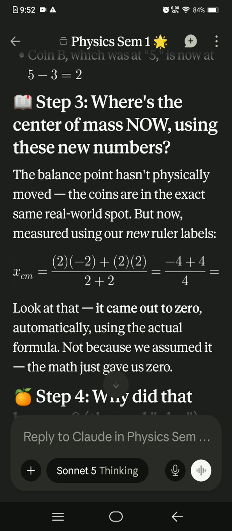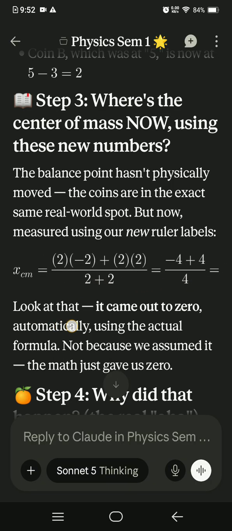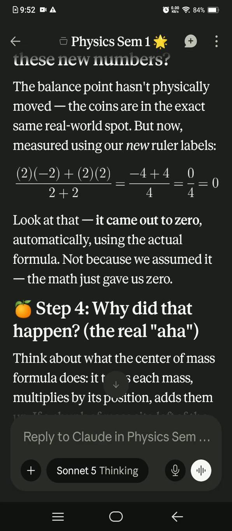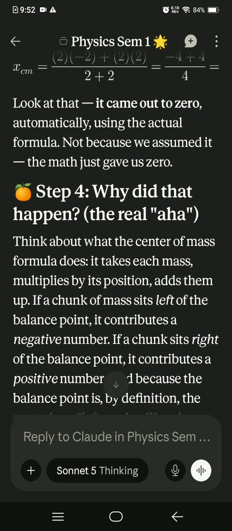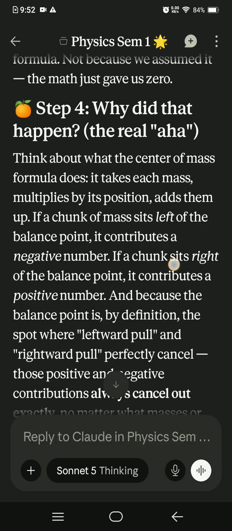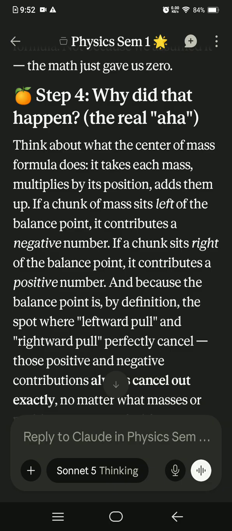Now we calculate the center of mass using the new coordinates. It would be 0. So look at that. It came out to 0 automatically using the actual formula, not because we assumed it. The math just gave us 0. Why did that happen? The real aha moment. Think about the center of mass formula. It takes each mass, multiplies it by its position, and adds them up.